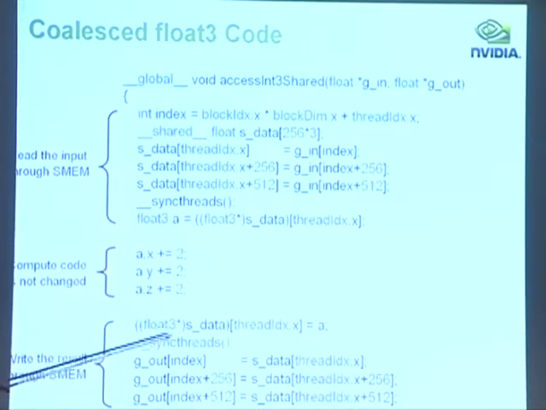Then the end is basically the reverse of what we did before. We cast the array to a float three, write it back into shared memory, synchronize, and then we do the three stores. Any other questions on this?